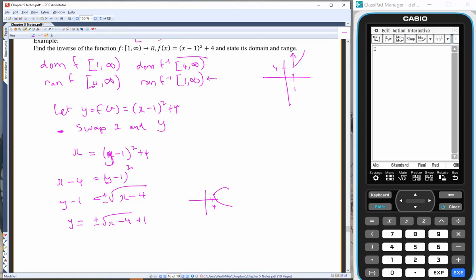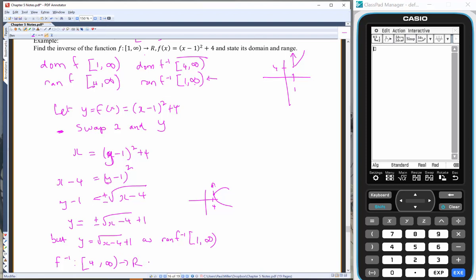And which one do I want? Do I want the top half or the bottom half of the root function? Well, the range is 1 to infinity. That's this part here, it's the top half. So we're going to say y equals root (x take 4) plus 1, as the range of the inverse function is 1 to infinity. So that's why I'm taking the positive solution, because its range is going to be 1 to infinity. Then we're going to say f negative 1 such that the domain is 4 to infinity.